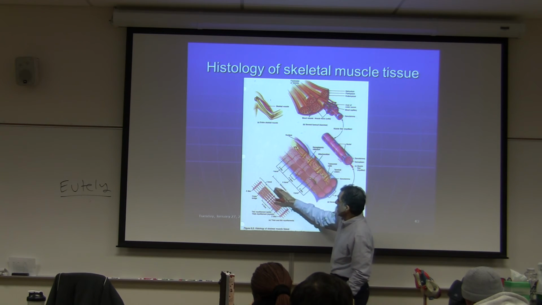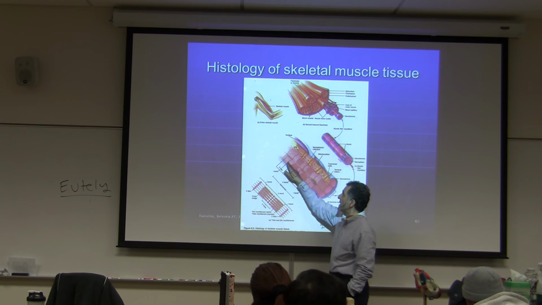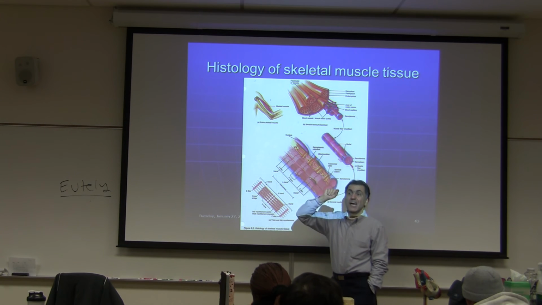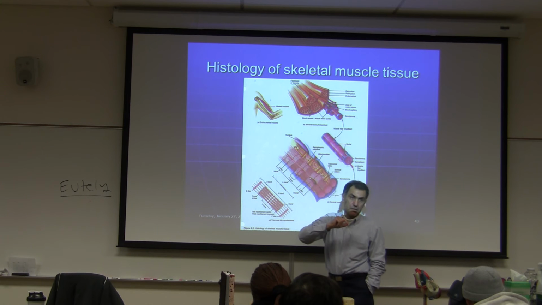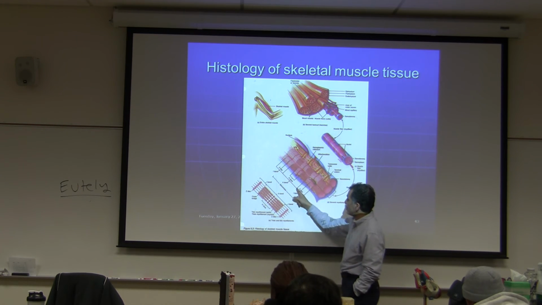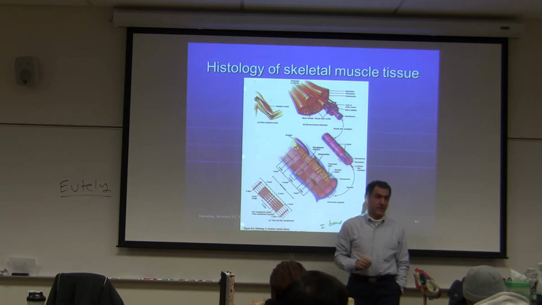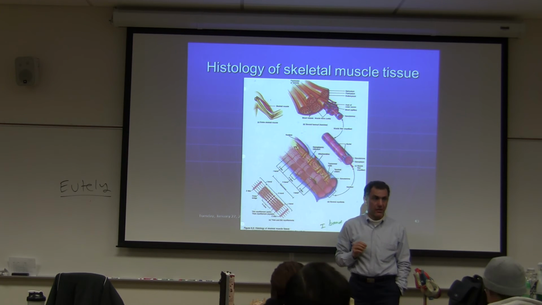Okay, then by definition, the I band is where there is only actin filament, or thin filament. The A band, look from here to here, is called the A band, where there is both actin and myosin, by definition.